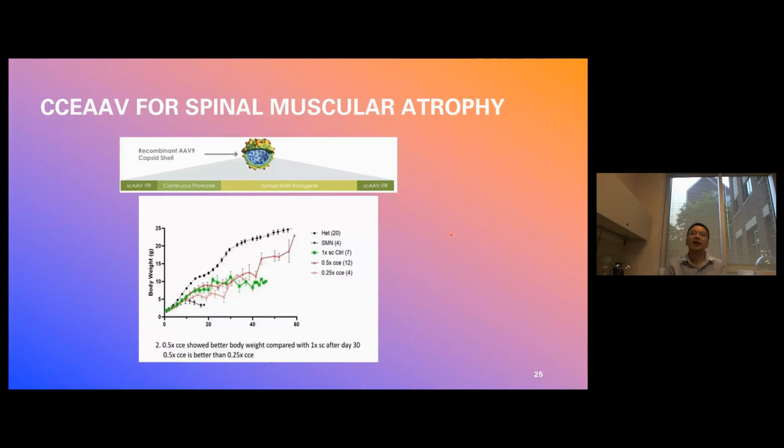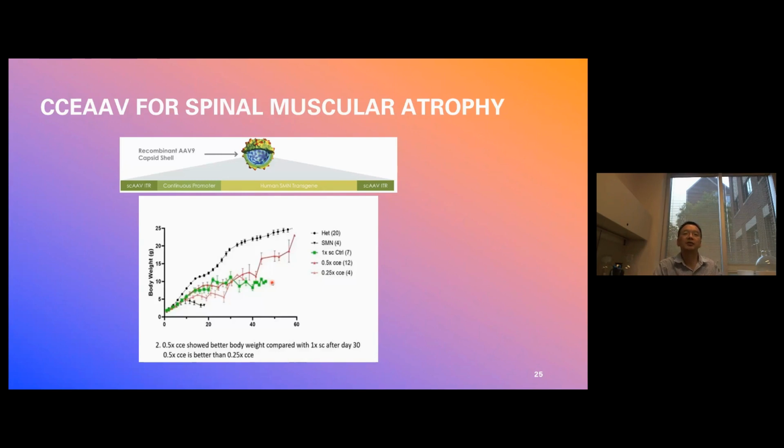Then we compare this with Zolgensma, because Zolgensma is made from a self-complementary vector, right? With this promoter and the human transgene, we replace this mutant ITR with the CCE ITR, and then we look at the performance. And as you see here, with half dose of this CCE vector, we can get better performance than the full dose of Zolgensma. So this clearly shows that our CCE vector has higher gene expression under the same condition, with the same promoter and same sequence.